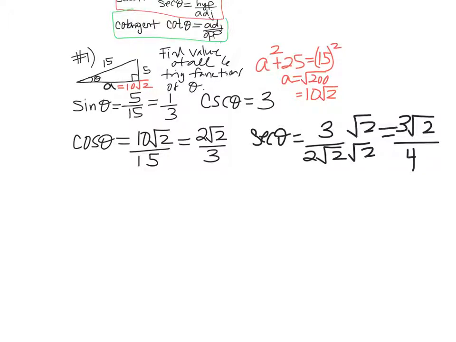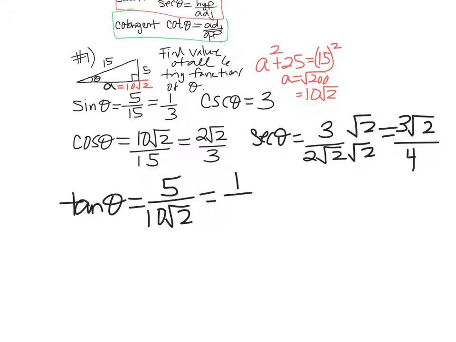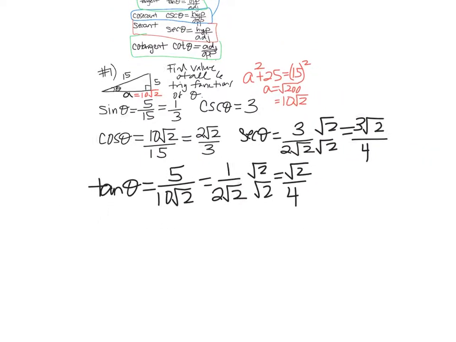All right, 2 more to go. There's like 6 problems in one, huh? Isn't that fun? All right, tangent. Tangent of theta. Tangent is TOA, opposite over adjacent. So 5 over 10 rad 2. Let's reduce that first. So that's 1 over 2 rad 2. And then we can rationalize that and get rad 2 over 4. Okay, and one more to go.